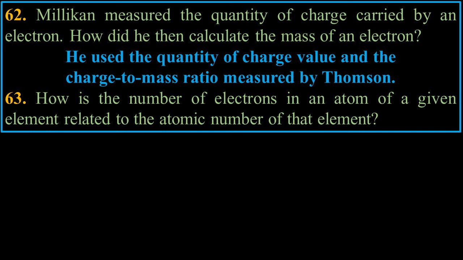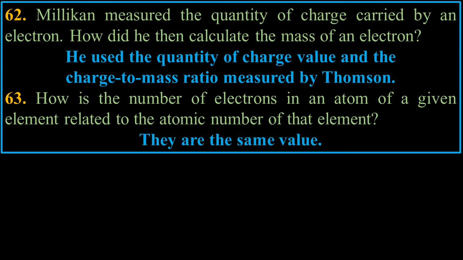How is the number of electrons in an atom of a given element related to the atomic number of that element? They're equal in the ground state.